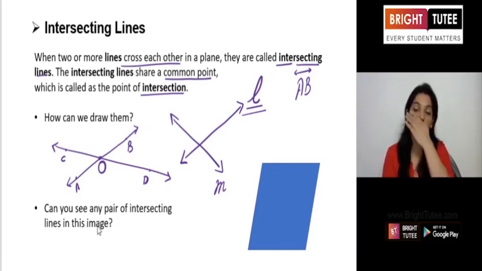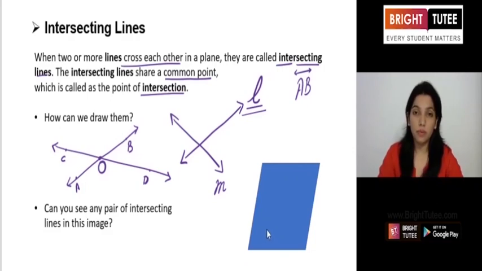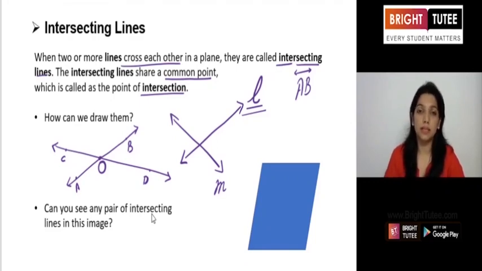Now, the question here says: can you see any pair of intersecting lines in this image? So look at the image in front of you. It is a rhombus. Or instead of rhombus, I'm not sure whether all the sides are equal, so I'm not calling it a rhombus. Let me say this is a quadrilateral. We know that a quadrilateral has got 4 sides. So here this is a quadrilateral. How many pairs of intersecting lines do we see in this image?